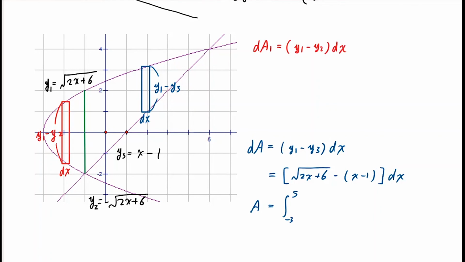Good. Now let's substitute. So that becomes y1, square root of 2x plus x, minus negative square root of 2x plus 6a. Which gives you, well, now, A1.